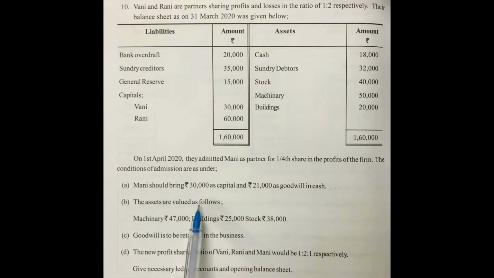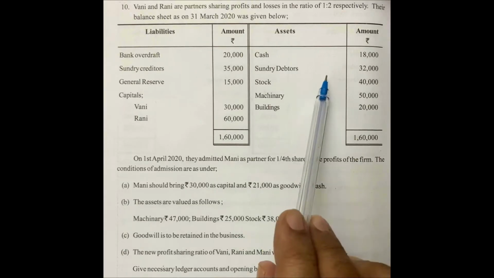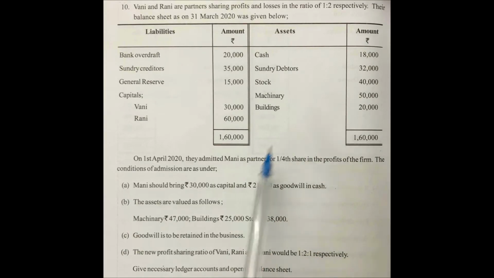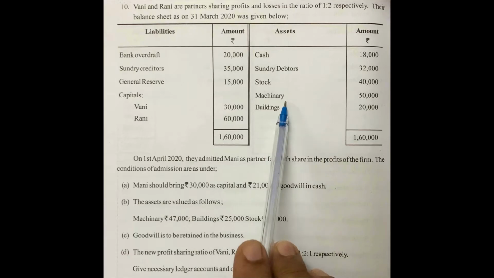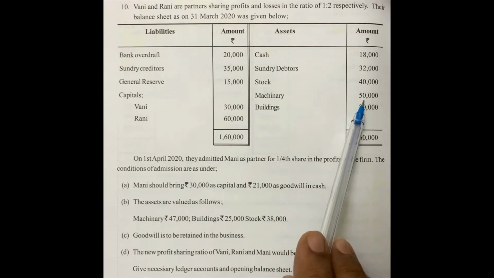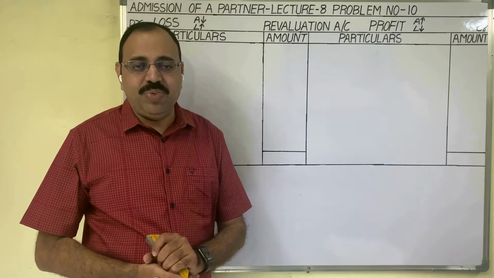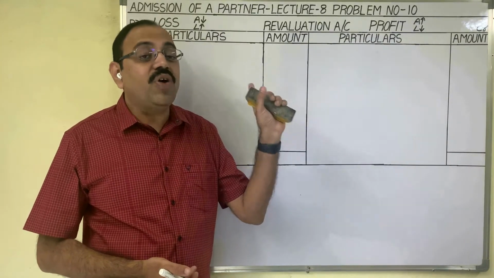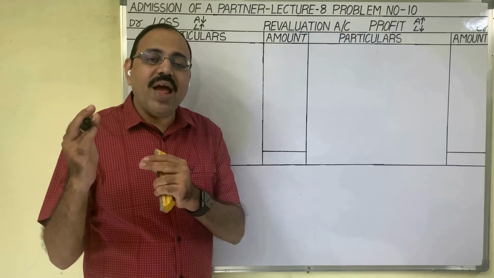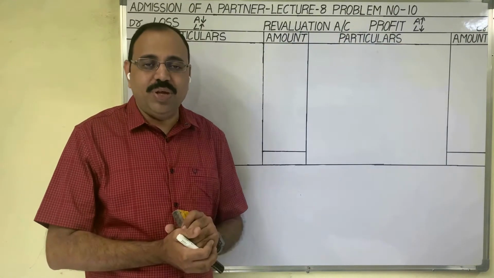B point is related to the revaluation account. The assets are valued as follows. These 3 amounts are market values. Old balance sheet values are available here and market values are available here. Machinery market value is 47,000 rupees. In the old balance sheet, machinery value is given as 50,000 rupees and its market value is 47,000. Machinery value is reduced by 3,000 rupees.